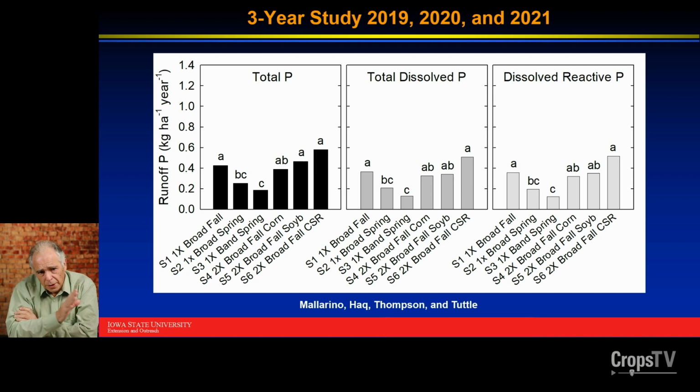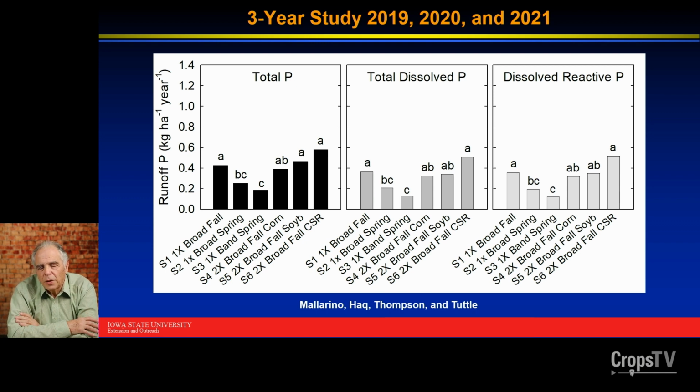And when you look at all these bars and all these letters on top, we see that the systems that apparently reduce total P loss and dissolved P loss was mostly the application of the annual maintenance rate in the spring, either banded or broadcast. See, this is the second and the third bars in the three graphs, and between the other systems, there wasn't much difference.